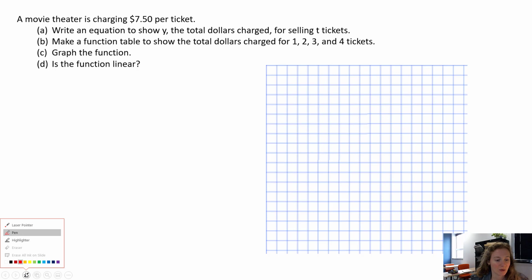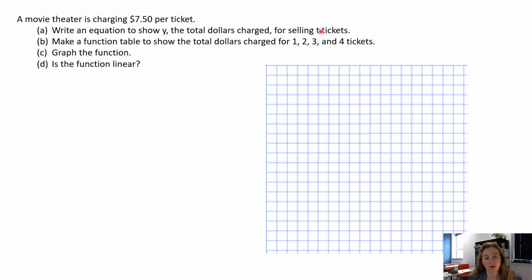All right, so what have we got here? It says a movie theater is charging $7.50 per ticket. And we have four things that we're gonna do in this problem. So the first thing we're gonna do, it says write an equation to show y, the total dollars charged for selling T tickets. So they've given us two variables here. We have Y, which represents the total dollars charged, and we have T, which represents the number of tickets sold. And we're gonna write an equation that shows the relationship between those two things.